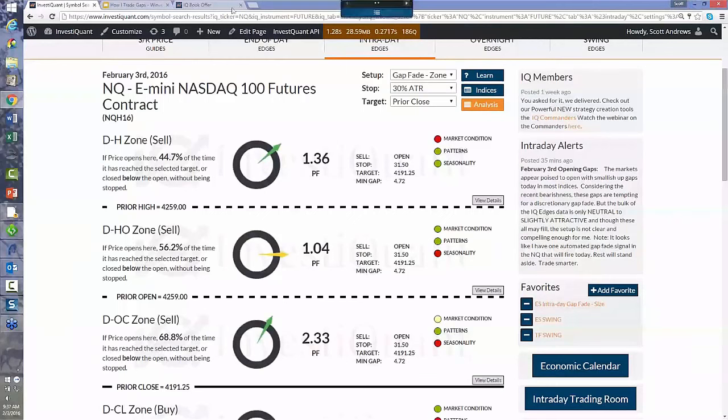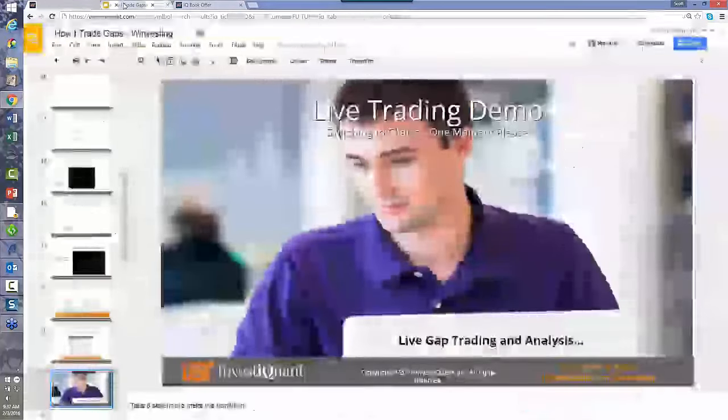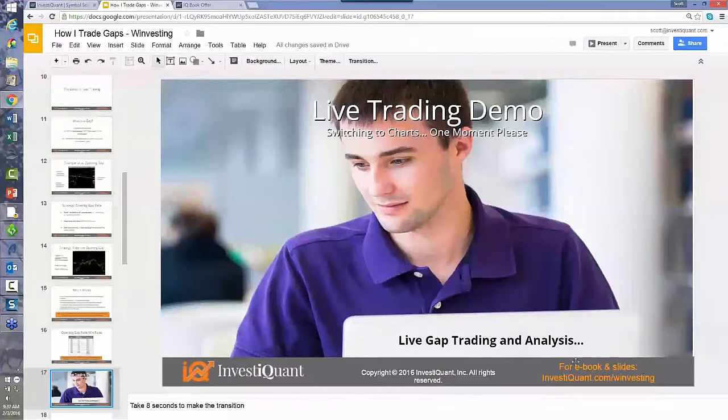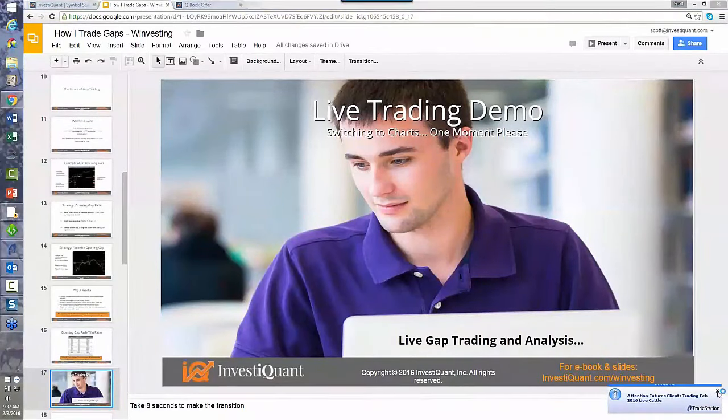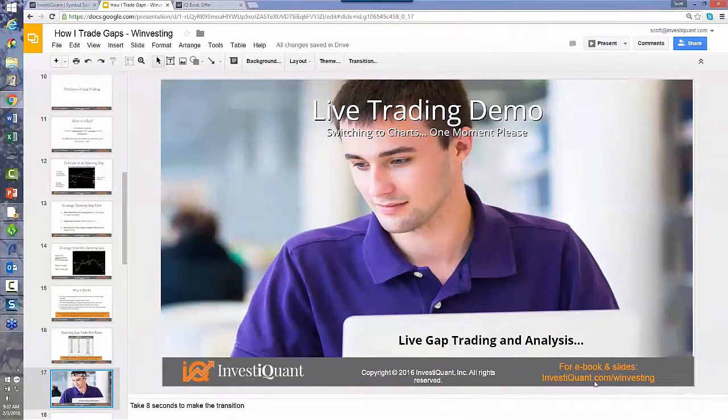So here's the deal. 78% of all opening gaps over the past 10 years have reached the midway point of their gap, meaning between the opening price and the prior day's closing price. That's called a half gap fill. Many educators and trainers will teach you to target that. To me, that is just a total waste of time and effort for a couple reasons.